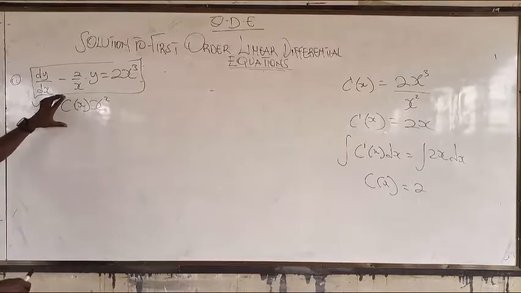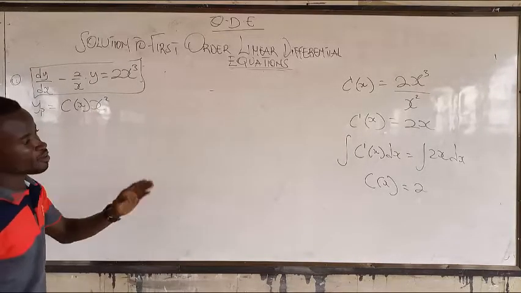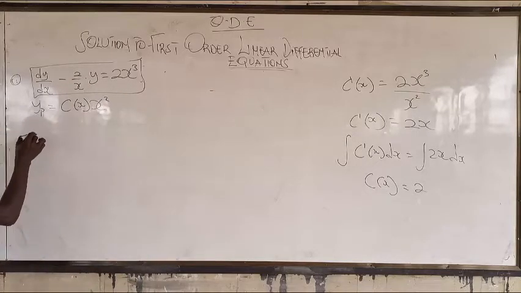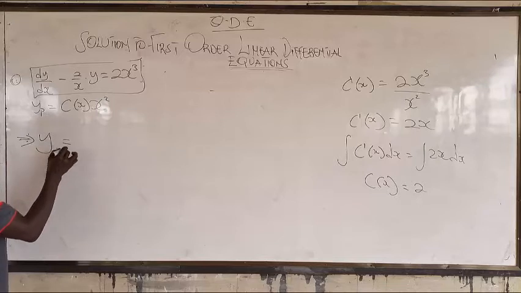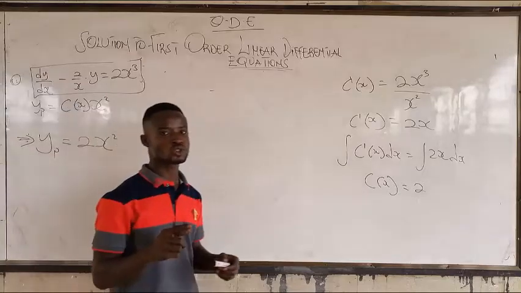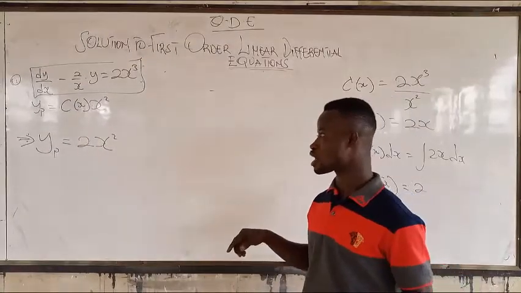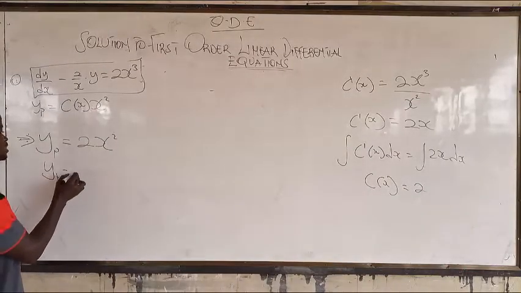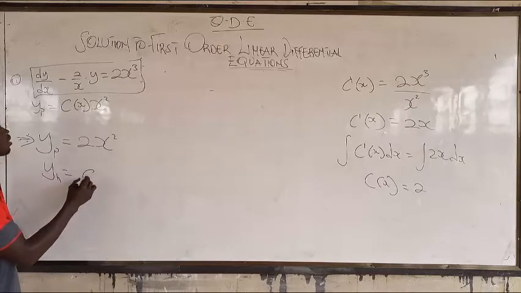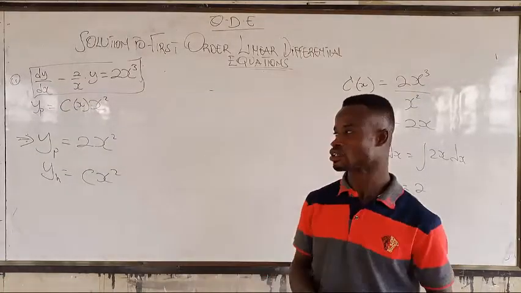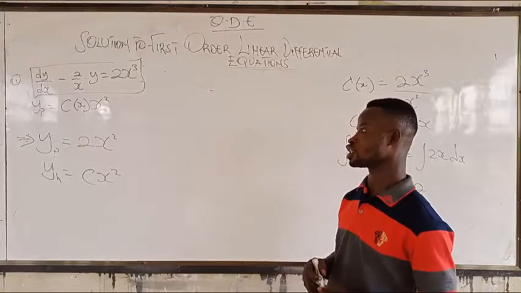So just by taking the derivative of this product rule, then we do substitution to this and get that. Now that we have this, this implies that y_p is equal to 2x squared. So 2x squared is the particular solution, and y_h, which is c x squared, is the homogeneous part solution.